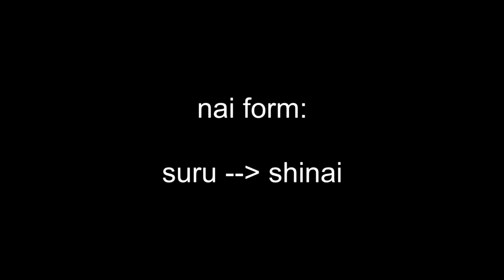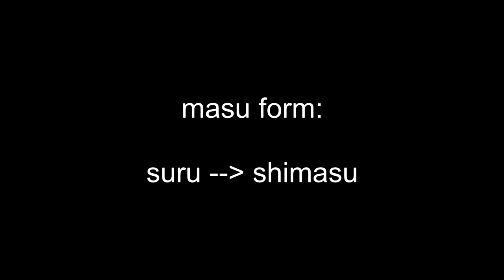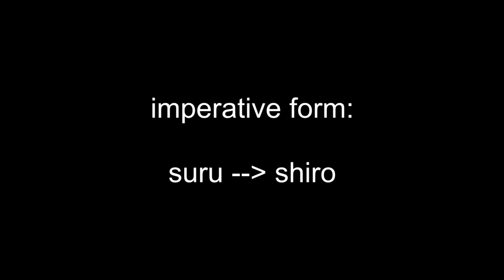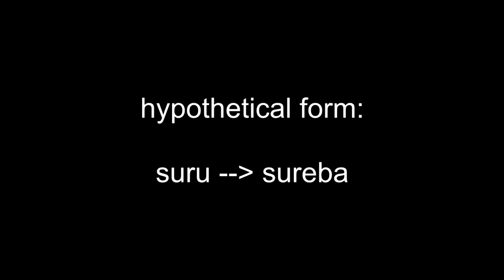To conjugate suru into nai form, we turn it into shinai. To conjugate suru into mas form, we turn it into shimasu. As we learned, dictionary form is just suru. To conjugate suru into imperative form, we turn it into shiro. To turn suru into hypothetical form, we change it into sureba.